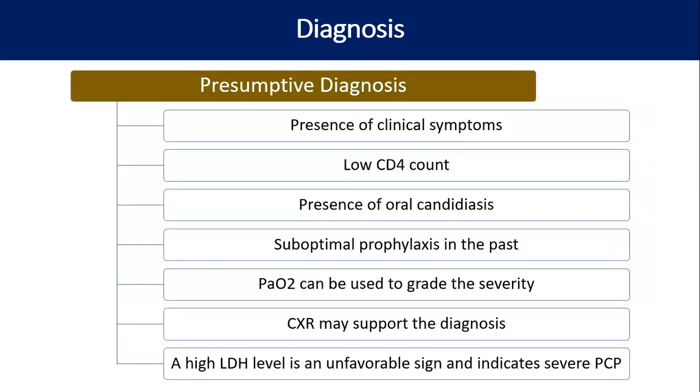Now, presumptive diagnosis: presence of clinical symptoms, low CD4 count, below 200, is more diagnostic. Then presence of oral candidiasis, that is, severe compromisation of the immune system, and suboptimal prophylaxis in the past. And oxygen saturation can be used to grade the severity, and chest X-ray may support the diagnosis. And a high LDH level is an unfavorable sign and indicates severe PCP.